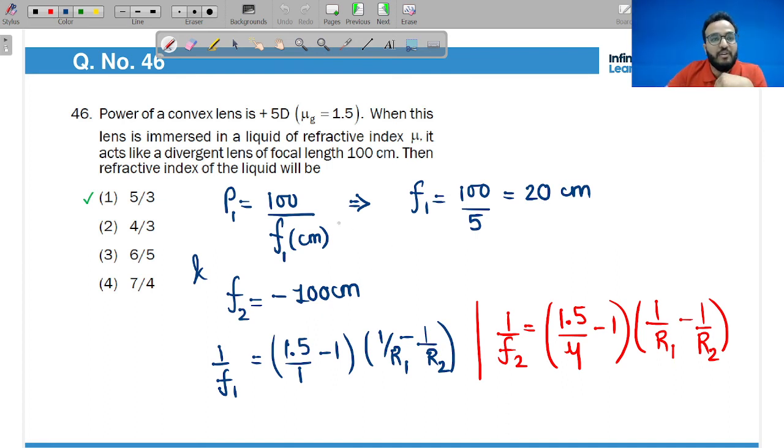From there you can get the value of f1. What is f1? F1 is the focal length when it is in air. When it is dipped in another medium of refractive index mu, then f2 is minus 100 centimeters. So use their signs properly.